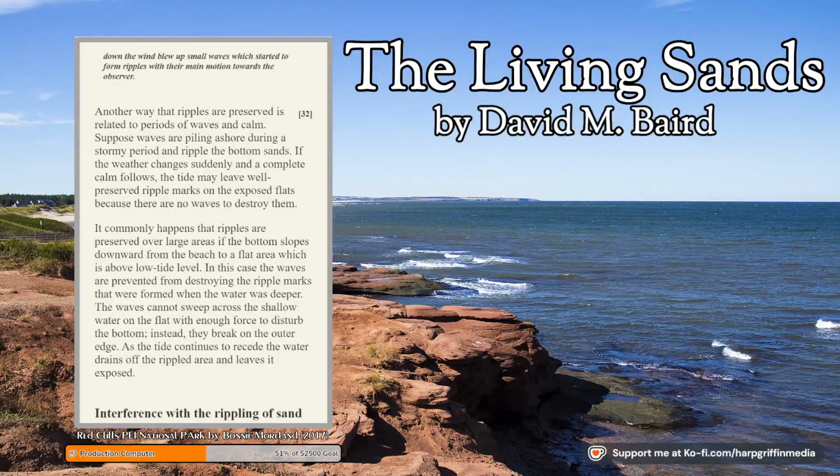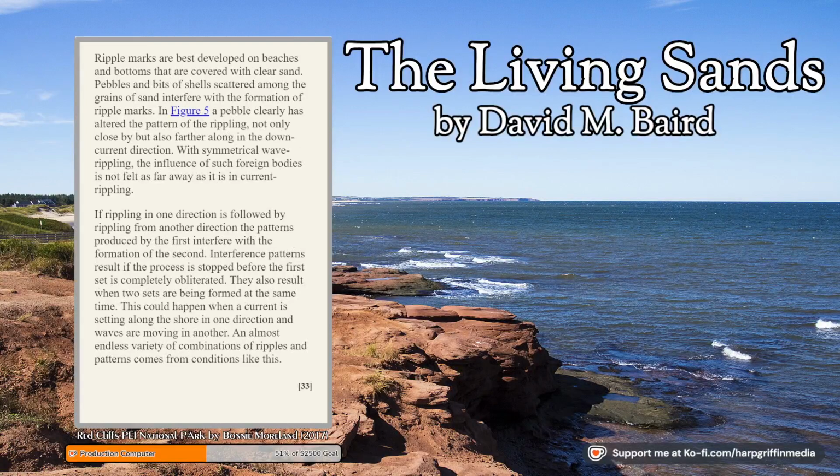Interference with the rippling of sand. Ripple marks are best developed on beaches and bottoms that are covered with clear sand. Pebbles and bits of shells scattered among the grains of sand interfere with the formation of ripple marks. In Figure 5, a pebble clearly has altered the pattern of the rippling, not only close by, but also farther along in the down-current direction. With symmetrical wave rippling, the influence of such foreign bodies is not felt as far away as it is in current rippling.